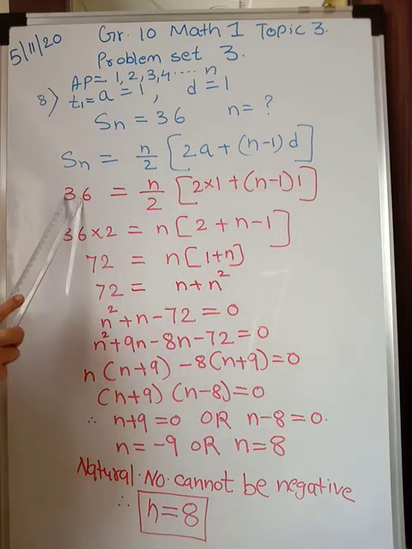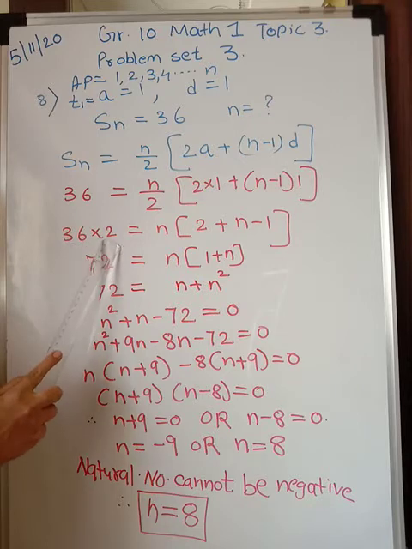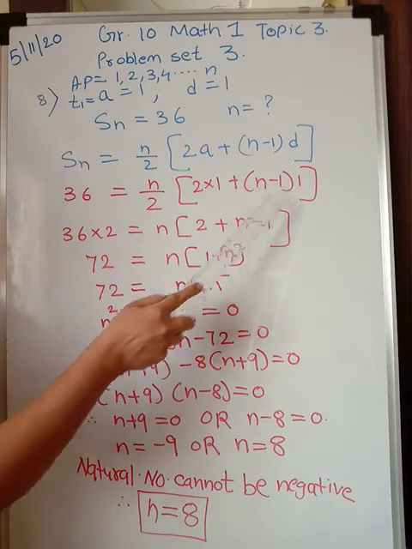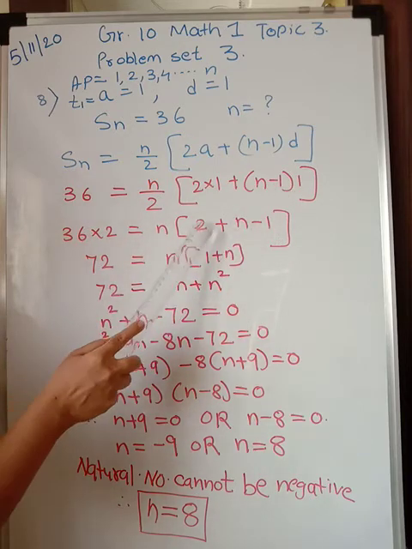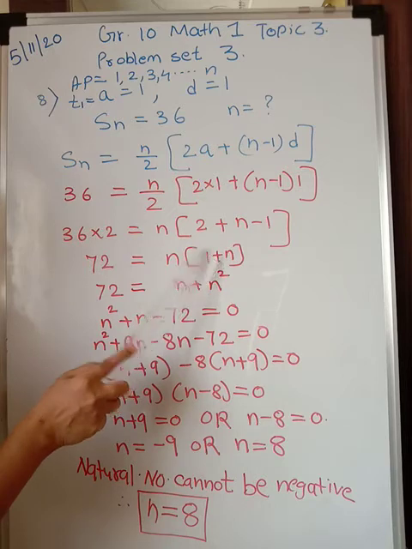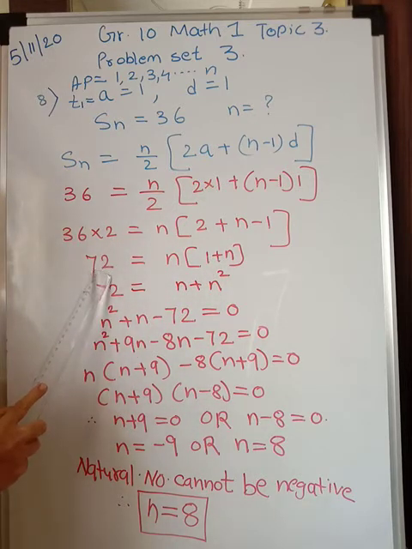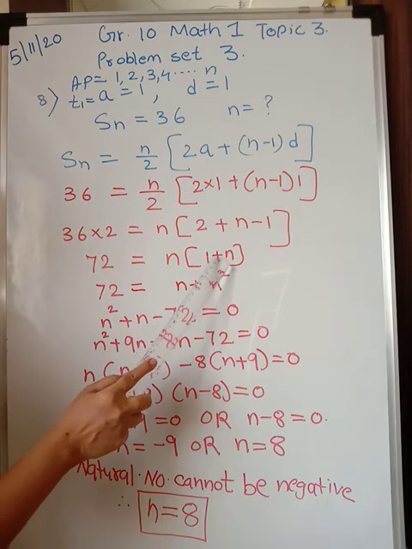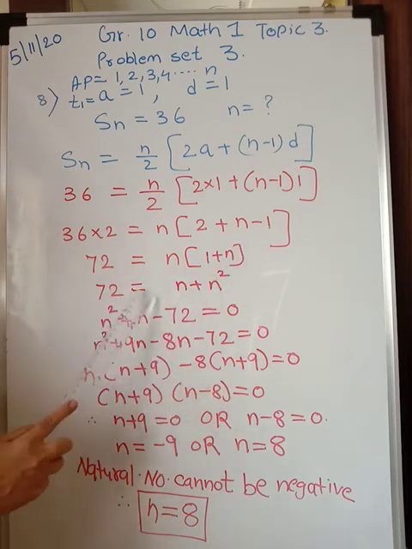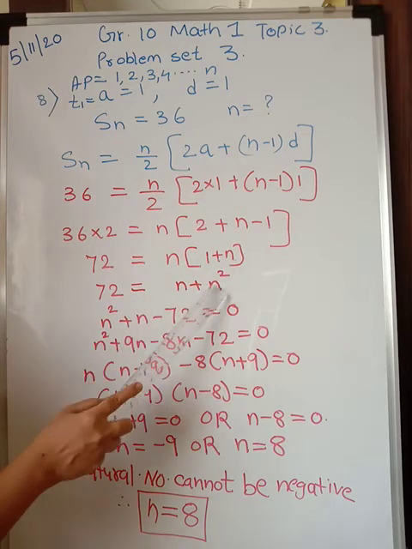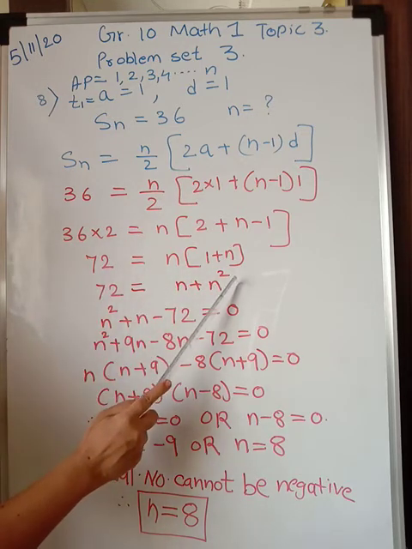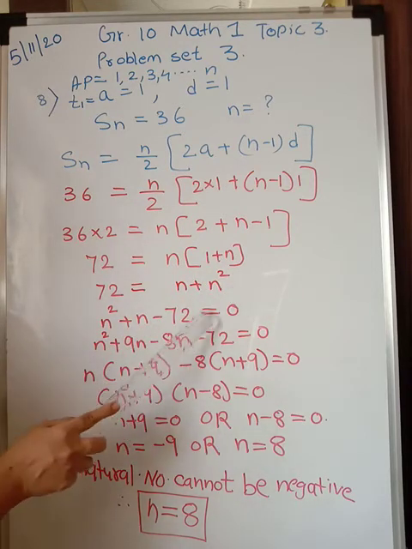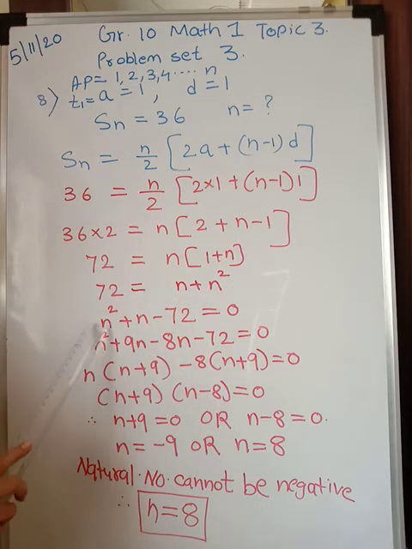Now 2 over here will go in multiplication. So 36 into 2 will be equal to n, 2 ones are 2 plus 1 into n minus 1 is n minus 1. Alright. Now 2 minus 1 is 1. 36 into 2 is 72. So what we get? 72 is equal to n in bracket 1 plus n. 72 is equal to n into 1 is n, into n is n square. I am shifting 72 over here. Alright. So what we will have? n square plus n minus 72 will be equal to 0. Now this is your quadratic equation.